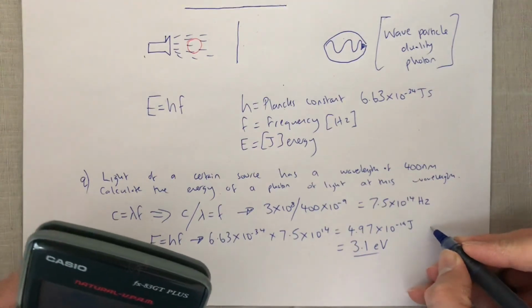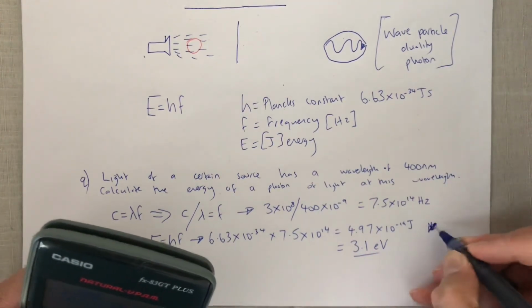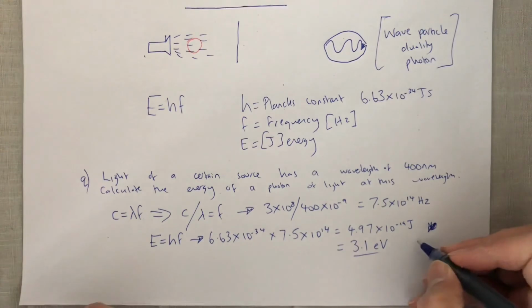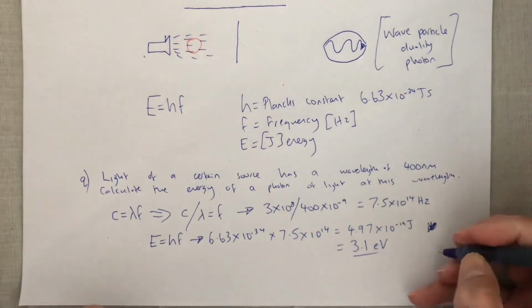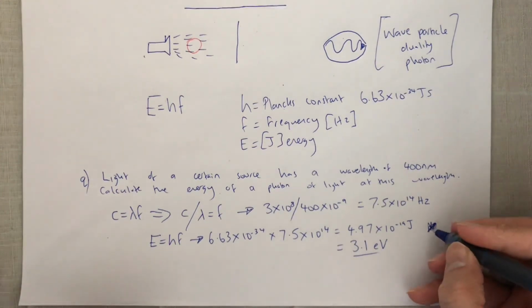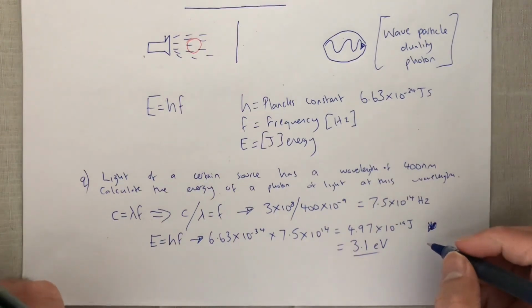We always use joules in most calculations. Sometimes some people do prefer to work in electron volts. My personal preference is working in joules, and there's absolutely nothing wrong with that.